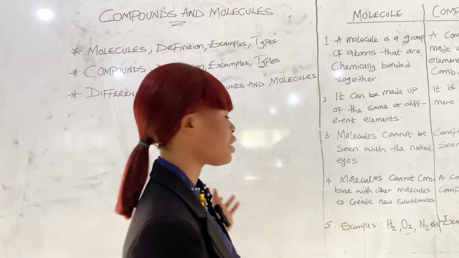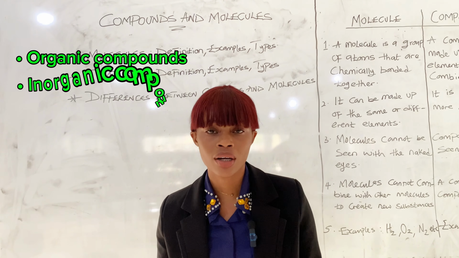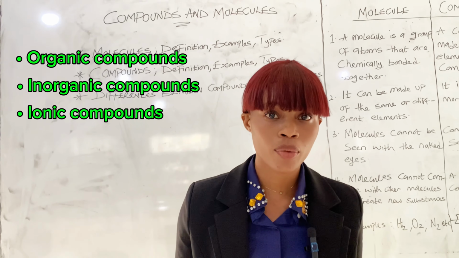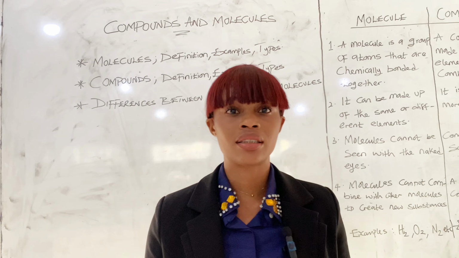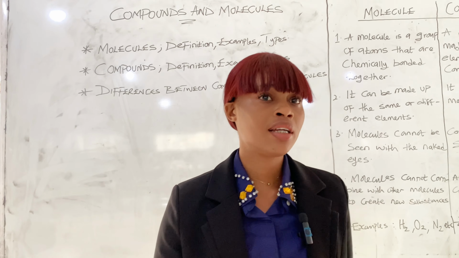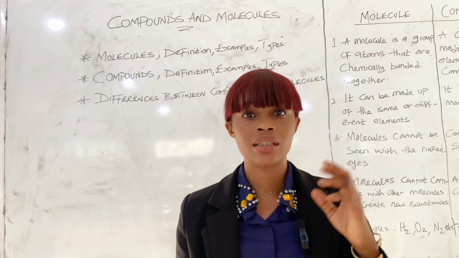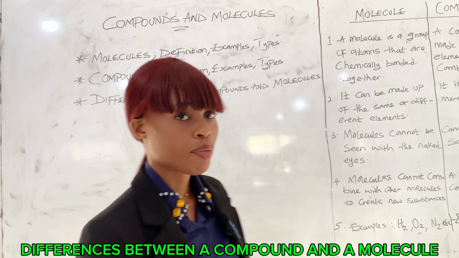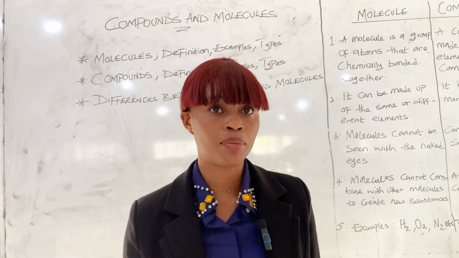So we have different types of compounds. We have organic compounds, inorganic compounds, ionic compounds, complex compounds. We're not going to be going into that, but these are the types of compounds that we have. Very quickly, I learned a lot of students confuse a compound and a molecule. So I'm going to be talking about the differences between a compound and a molecule, and then you'll be able to see that they are actually not the same thing.